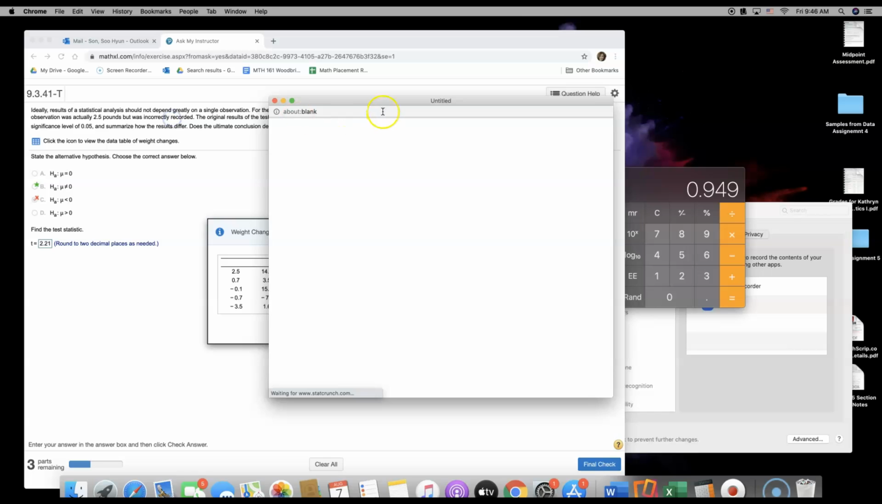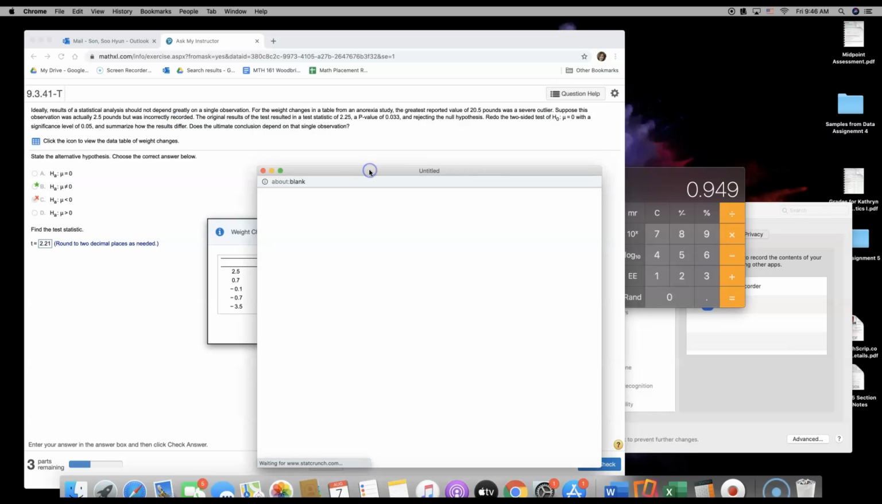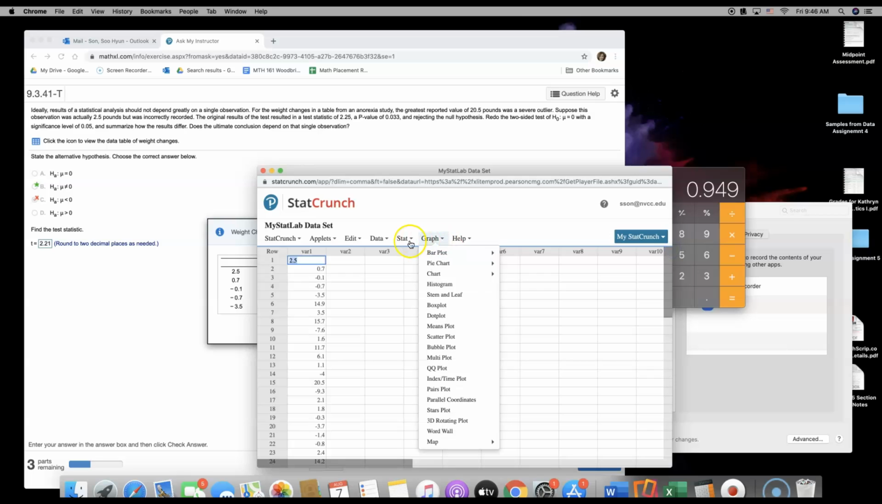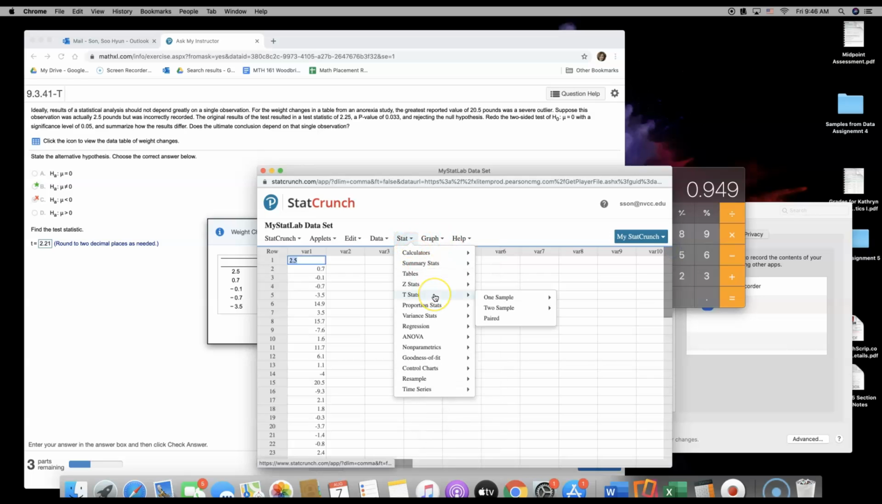And we're gonna do a hypothesis test. And what kind of test? We're gonna do a t-test. Why? Because we don't know the population standard deviation. So go ahead and open up Stat, t-stats, and one sample, and with data.